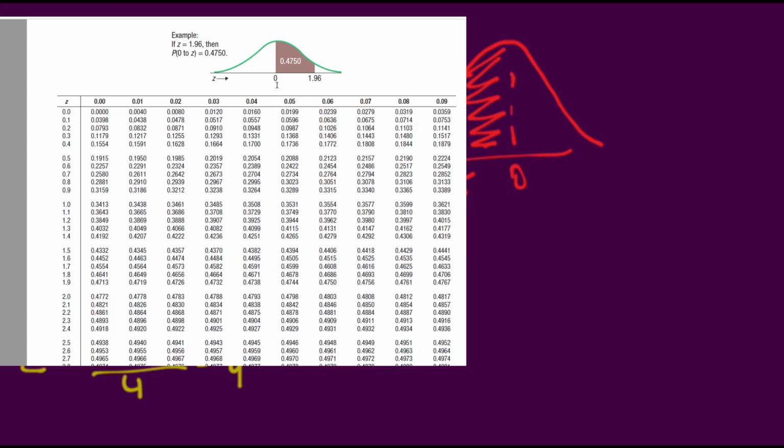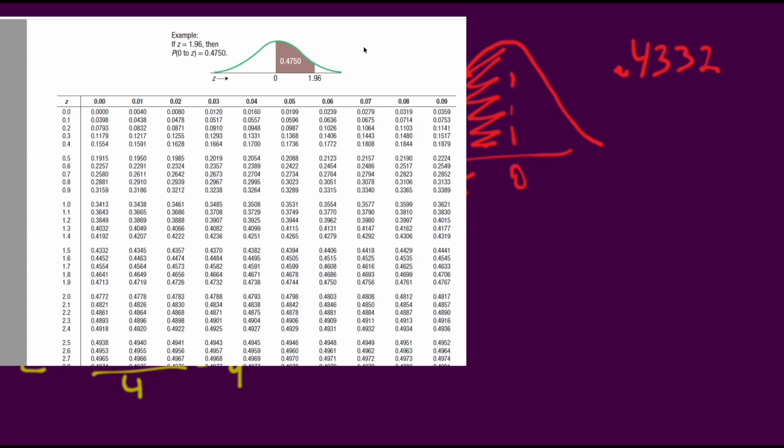So we can use that to our advantage, because we don't have to replicate this table for the negative numbers. It would look the exact same if we had just the negative numbers plotted out. So we can say negative 1.5, we come down to 1.5. That tells us 0.4332, or 43.32%.